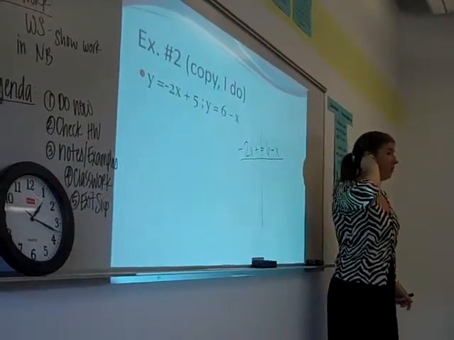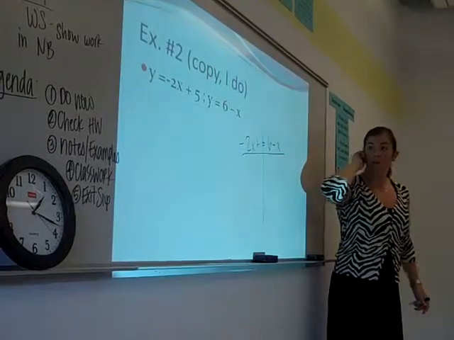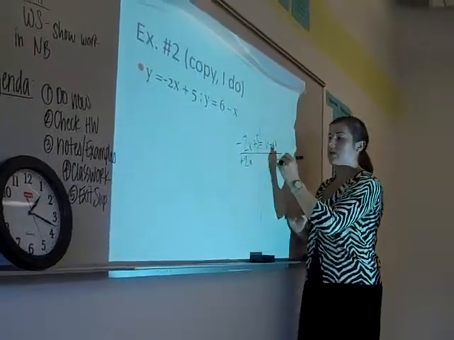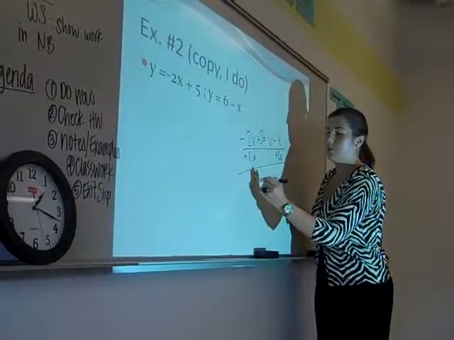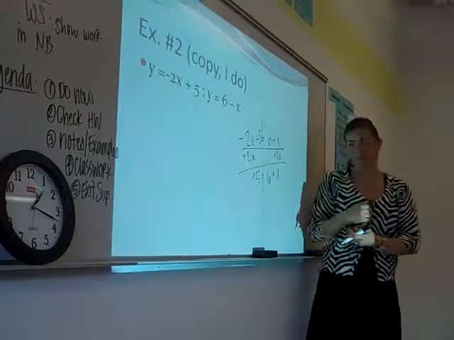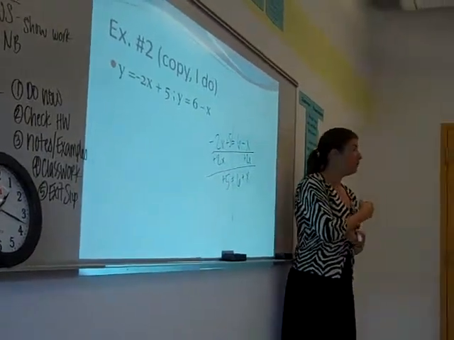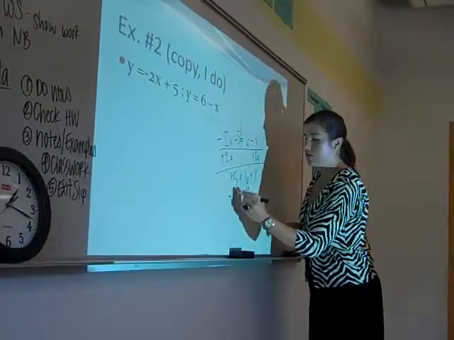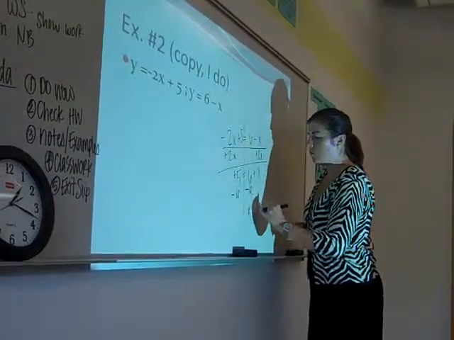Yes? It's supposed to be plus 5. Oh yeah, sorry. So I'm going to add 2x. That's going to give me a positive 5 is equal to 6 plus x, or 1x if you want it. Julius? Subtract 6. Awesome. Subtract 6 from both sides. We get x is equal to a negative 1.